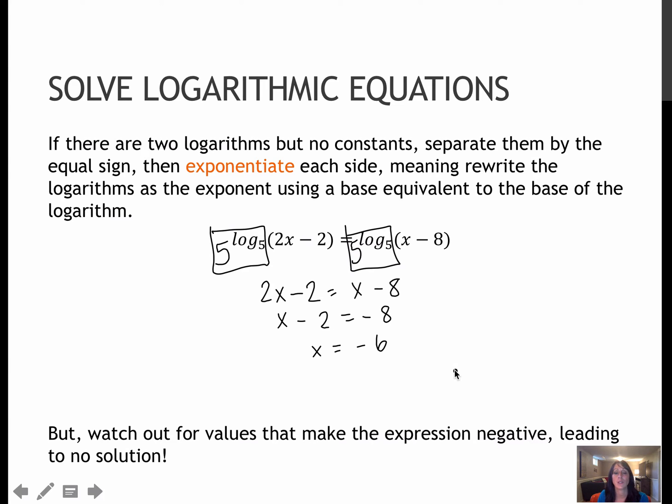Now, one thing that you do need to be careful of with logarithmic equations is I know that I can't take the log of 0 or a negative number. And so if I plug this negative 6 in, I get negative 12 minus 2, which is negative 14, and that doesn't work. And it wouldn't work over here either. So even though I found the solution of negative 6, this would be no solution. So be very careful with those as you're working through your module in ALEKS this week.